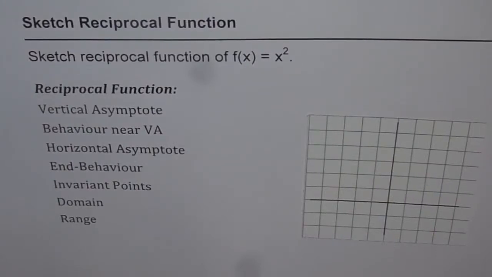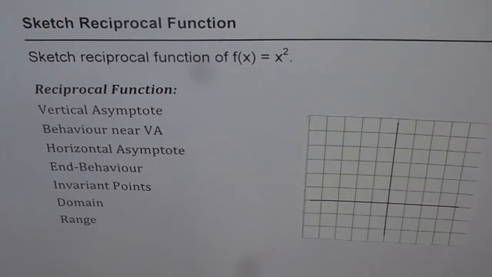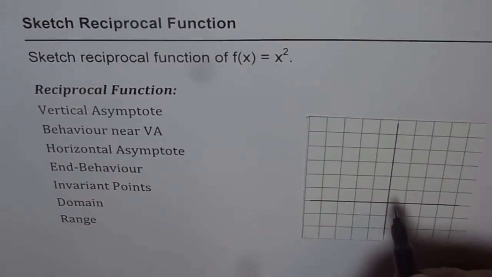Sketch reciprocal function. This time we'll sketch the reciprocal function of f of x equals x squared. So let us first sketch x squared itself, and then we will sketch the reciprocal of this function. X squared is a parabola with vertex at origin.